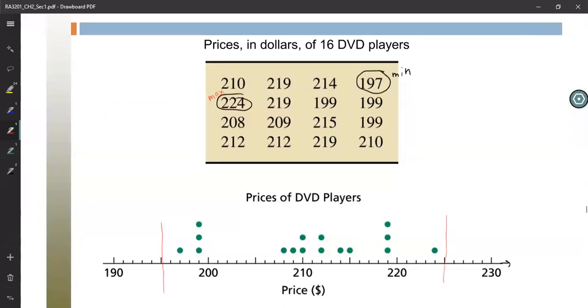Right. So the first one is 210. So here's 210. You put the dot. Then 219. Put the dot. 214. Here's the dot. Then 197. Here's the dot. And likewise. So whenever you have a repeated value, you put the dot on top of it. So you have 210 again, so you put the dot. 119 appears 3 times. See? So you have 3 dots stacked on top of it. Is that clear?